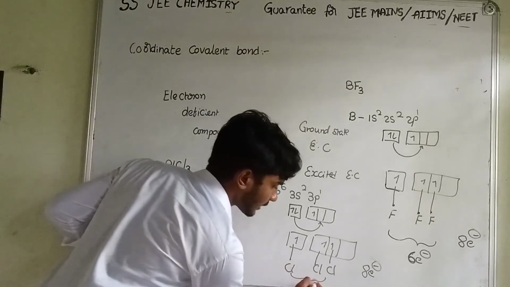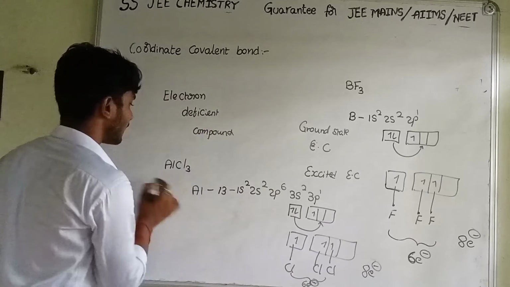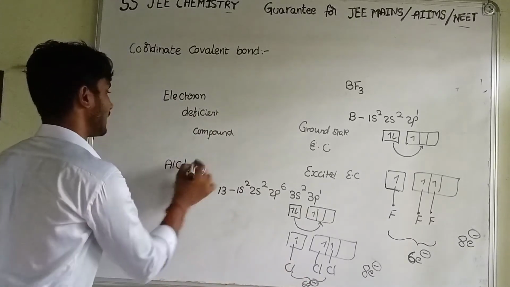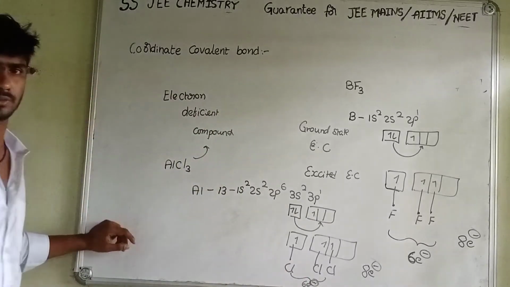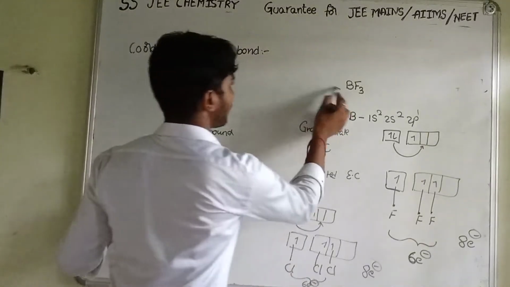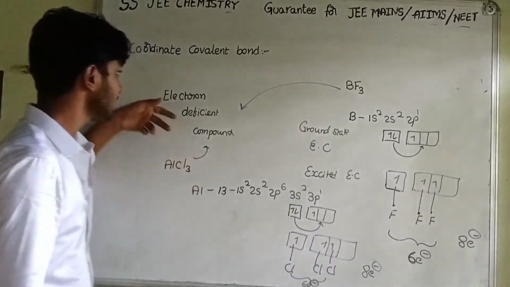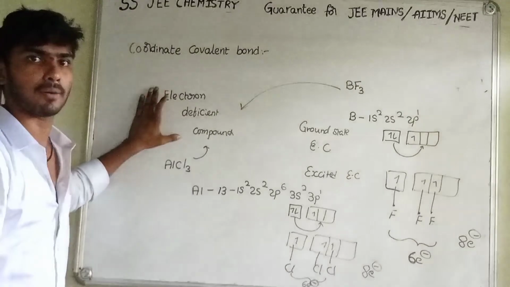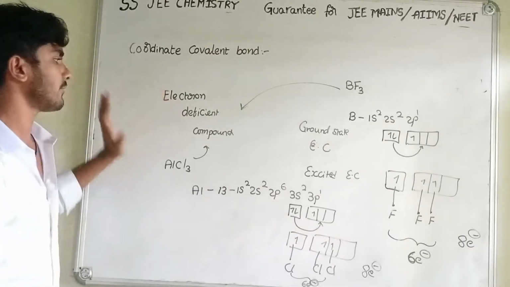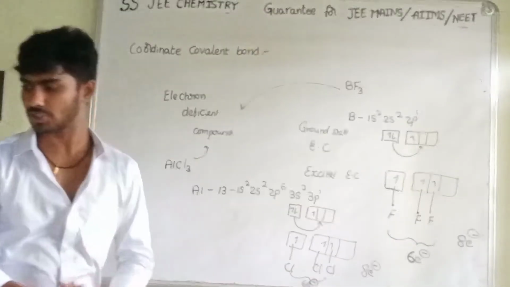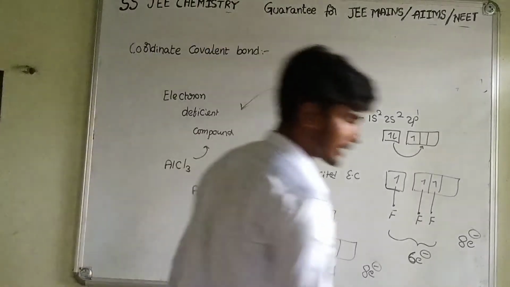So it requires 2 electrons. AlCl3 is short of 2 electrons, so it is an electron deficient compound. BF3 is also short of 2 electrons, so it is also called an electron deficient compound. Understood what is an electron deficient compound? And what does an electron rich compound mean?